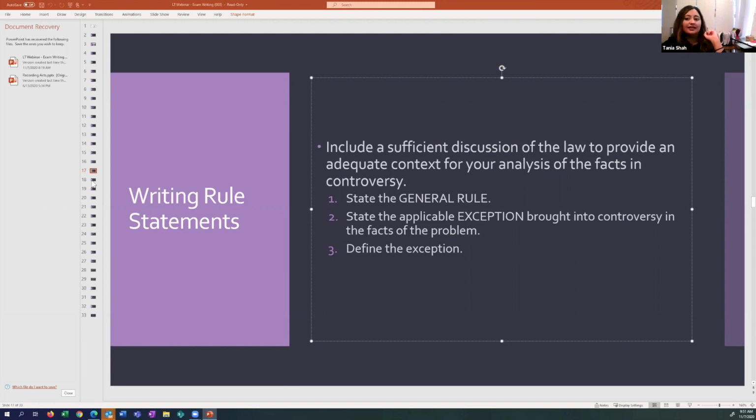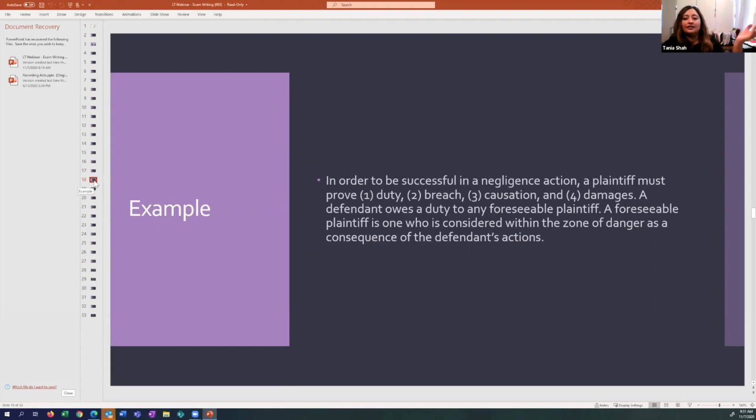All right. Anyone have anything to add? All right. So, example. In order to be successful in a negligence action, a plaintiff must prove duty, breach, causation, and damages. A defendant owes a duty to any foreseeable plaintiff. A foreseeable plaintiff is one who is considered within the zone of danger as a consequence of the defendant's action. So this is good. Here, we have the umbrella rule, and then we're sort of narrowing it a little bit.